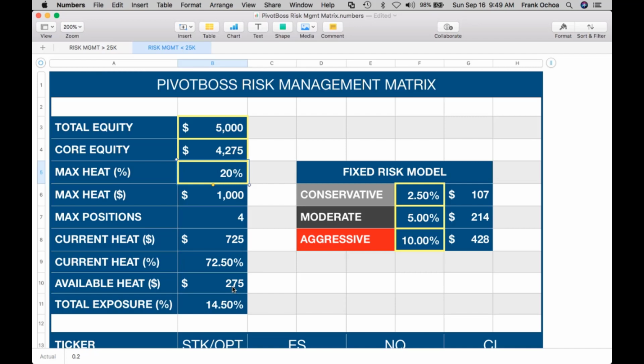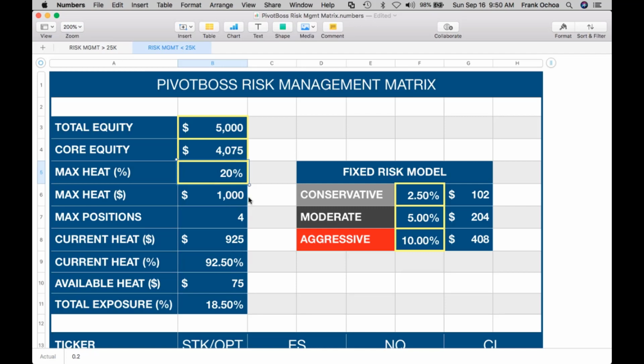You can now risk up to 275. So now you put on another trade, say it's moderate, that's $200. Let's just call it 200 to be even. That gives you 4075. And now you can see that your available heat to risk is only $75. But overall, 925 is the current heat. You have 3 positions so far. Your max heat is 1,000. That's 20% of the 5K. Your total exposure of the overall account would be 18.5% at this allocation. 92.5% of the $1,000 of max heat is at play.